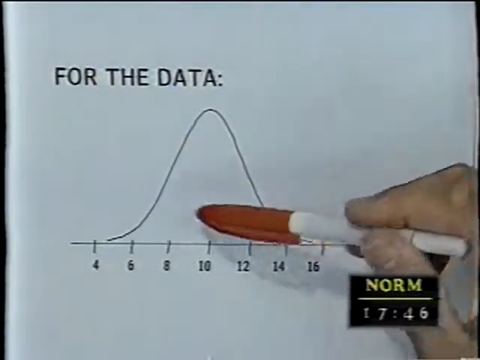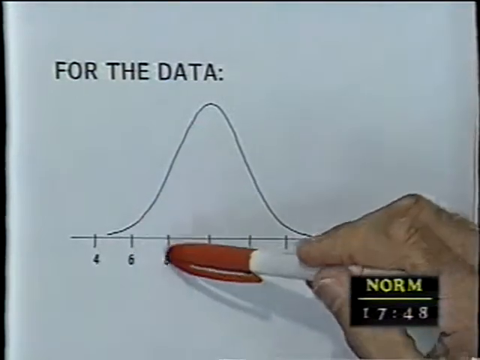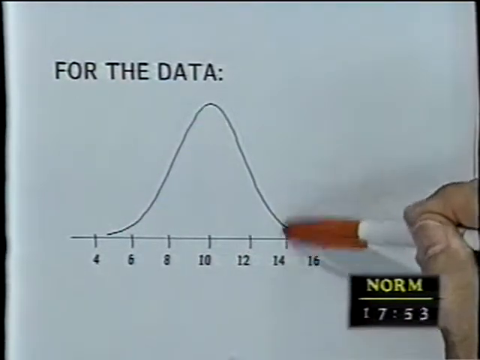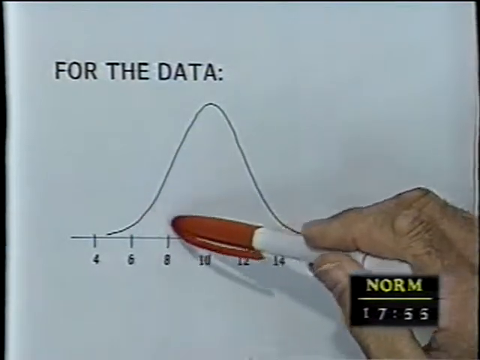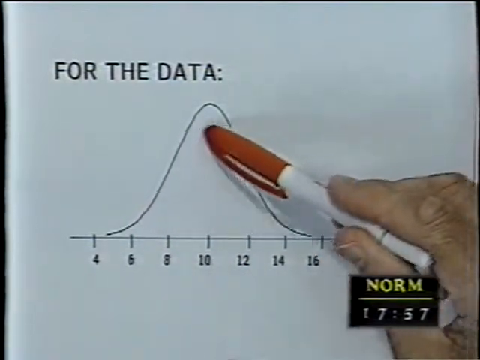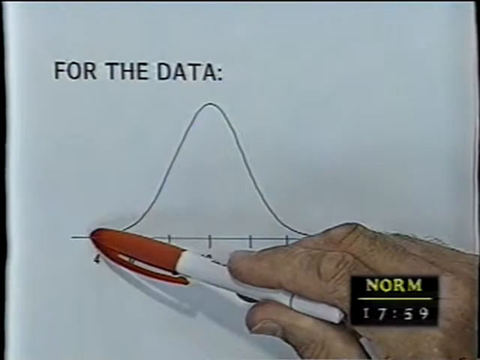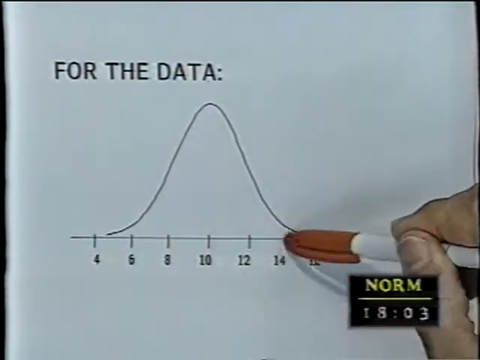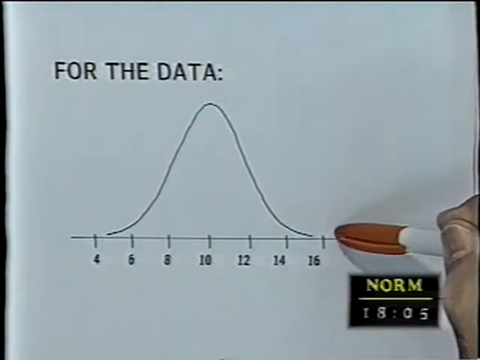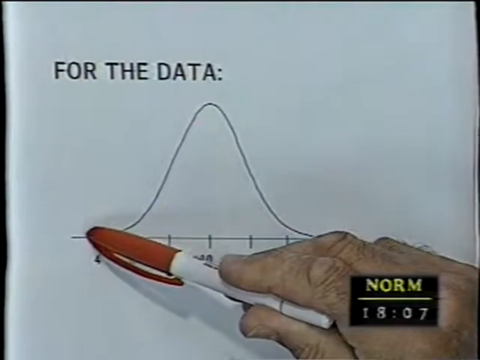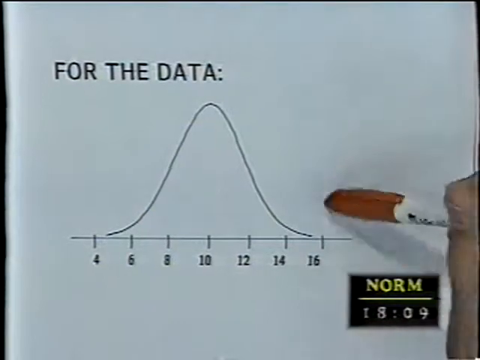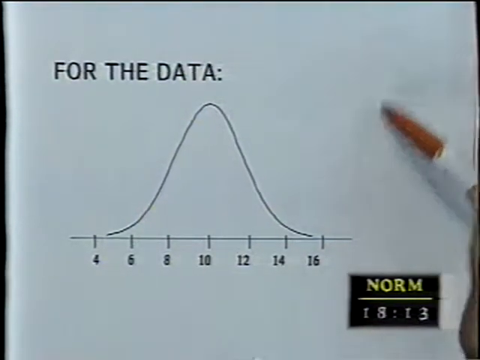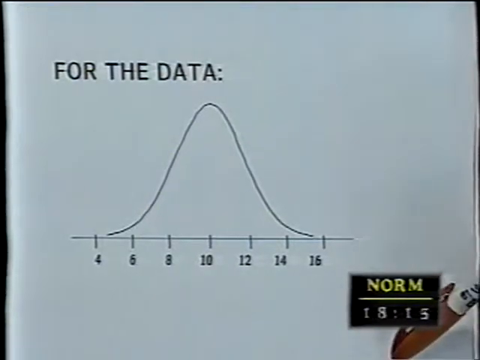Then 2 standard deviations away, that is 6 over here and 14 over here, we would make sure there's 95% of the data in here. And then by 3 standard deviations, which would take me to 4 and 16, I would make sure that I've got very little left in the tails, less than 1%. Now that would be a picture of the original data from which the averages I was talking about came.